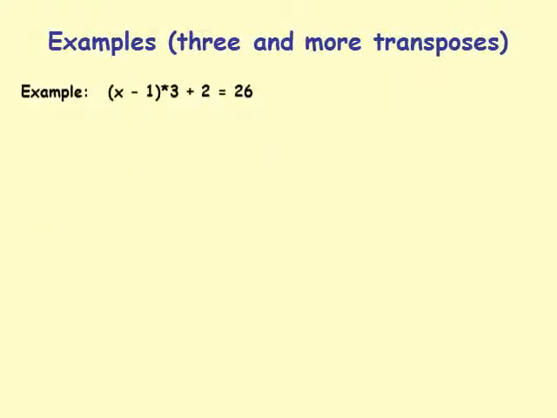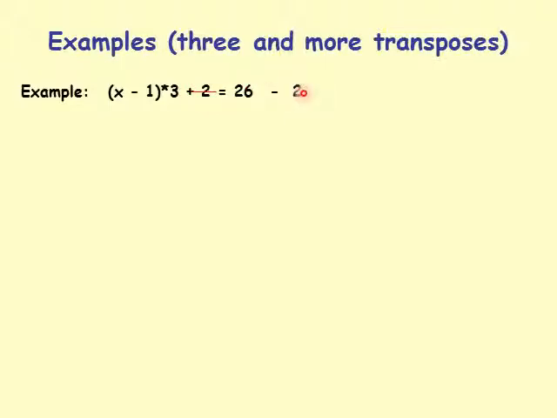Let's do more transposes here. Here is x minus 1. First we subtract 1 from x, then multiply the result by 3, and add 2 to the result of the multiplication by 3. The result is 26. First, we added plus 2 last, so we move that to the right across the equal sign, and the added term becomes a subtracted term.